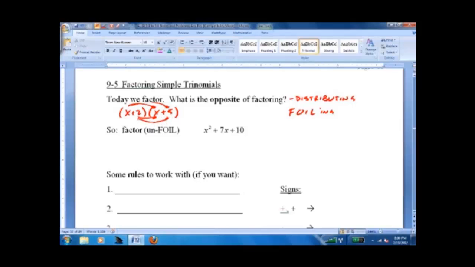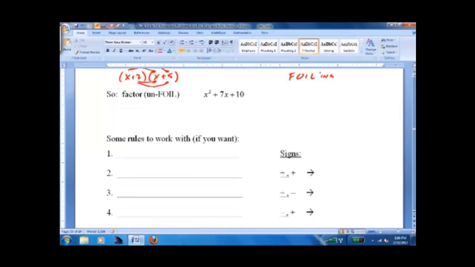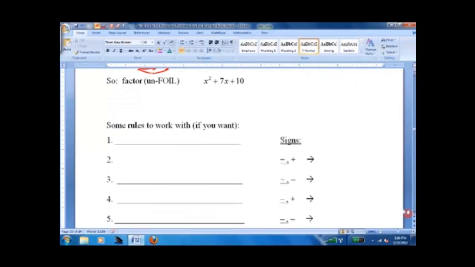So I'll break this down into rules. A lot of people find this very, very confusing. Just follow the rules. So here we go. I want to do x squared plus 7x plus 10. And I'll write it up here. First rule, write down your parentheses, because we're going to break it into two things. It's a trinomial. It's going to break into that every time. Then your variables, usually x's. Put them in.